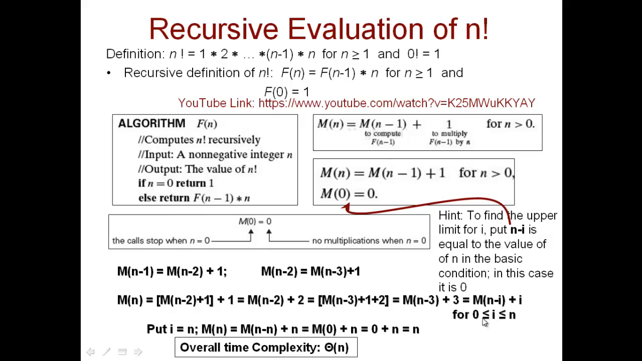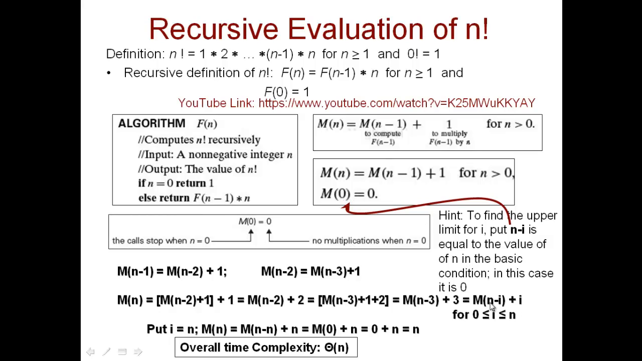Okay, so we need to now solve for i. You see here it reduces to lower order terms, in the sense that n minus 1 is a lower order term compared to n, n minus 2 is a lower order term, n minus 3 is even further lower. So m of n minus i is lower than n. So we want to see how long we can keep on reducing to lower order terms. You can reduce something up to this basic condition, so we can go all the way to 0.